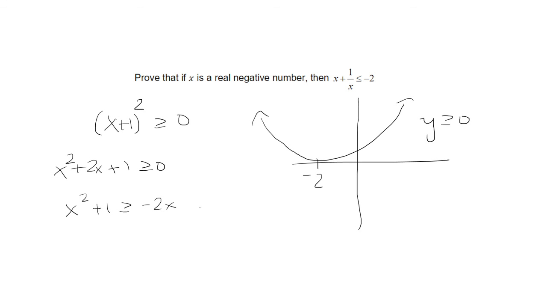And finally, we're going to divide by x. Keep in mind, x is a negative number, so the inequality is going to flip. And we're going to end up with x plus 1 over x is less than or equal to negative 2. And that completes the proof.